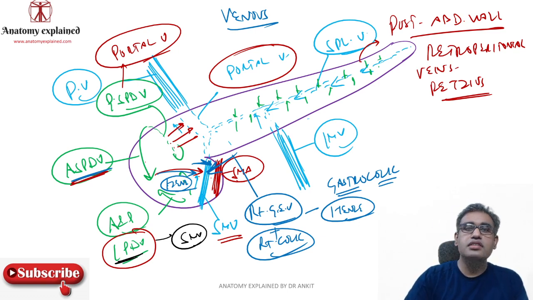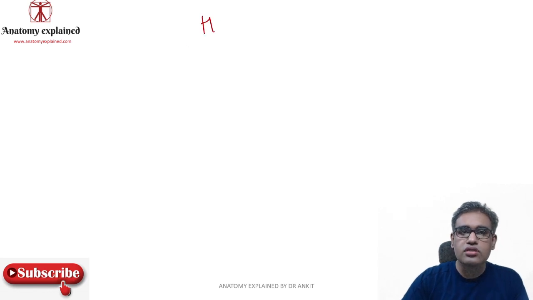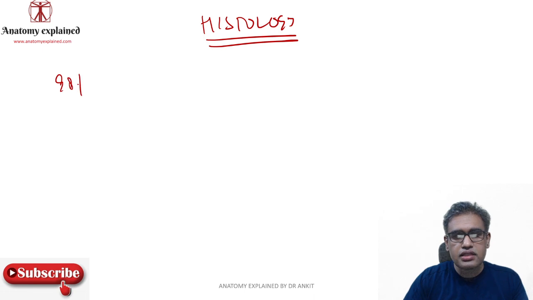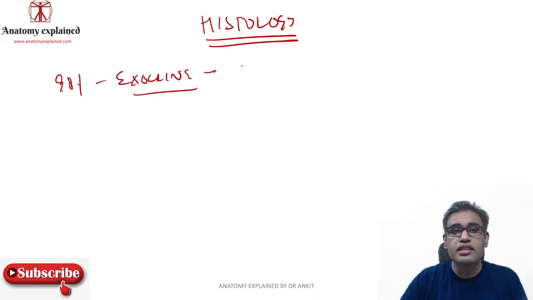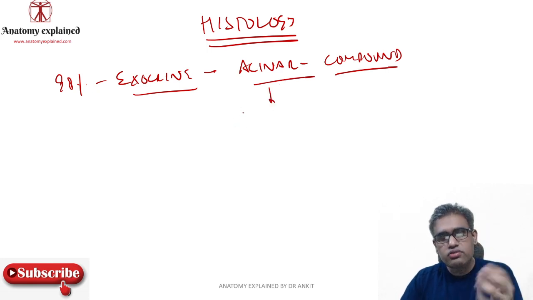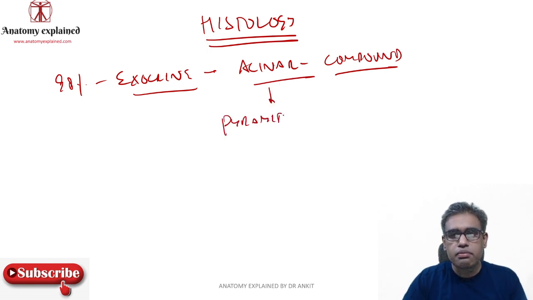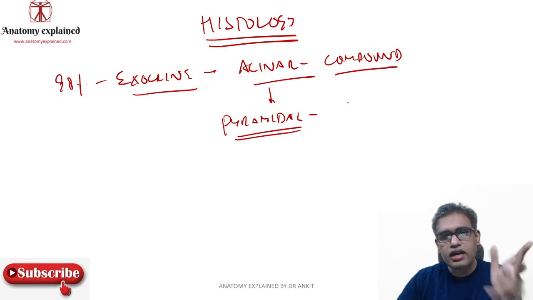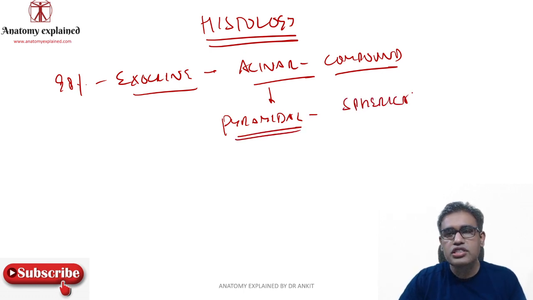After this, what we have left is the last part, and that last part is a little bit of the histology. Very simple. 98% is exocrine. Exocrine means there is something being secreted, so it is acinar. The glands over here are known as compound acinar glands. These compound acinar glands are made up of cells which are pyramidal in shape, and they form a cluster which forms a spherical shape.